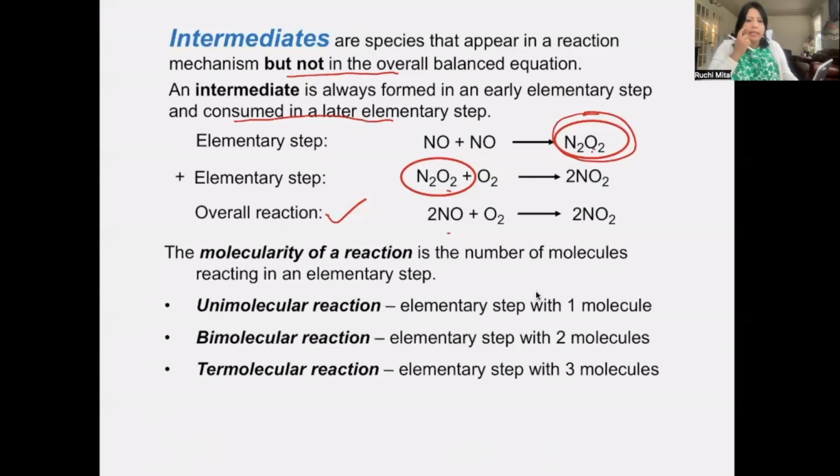The other important thing is the molecularity of a reaction. Unimolecular, if the elementary step only has one molecule. Bimolecular, if the elementary step has two. Termolecular, if they have three molecules. So if you look at these, all are bimolecular because you have two reactants in your elementary step.